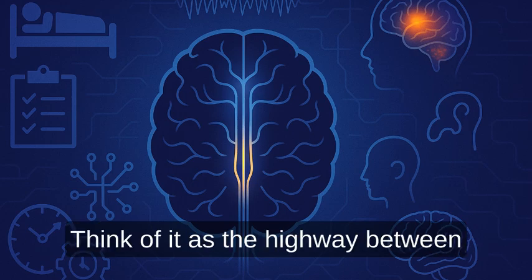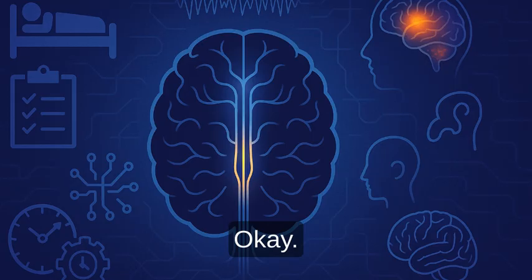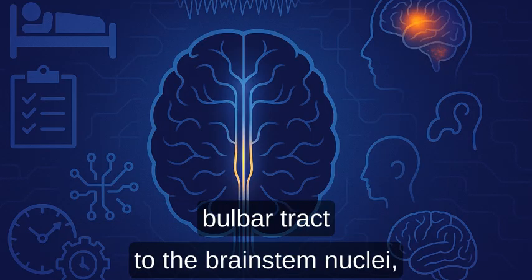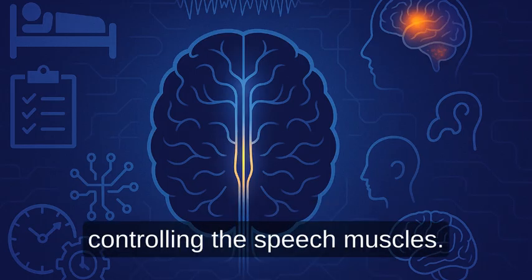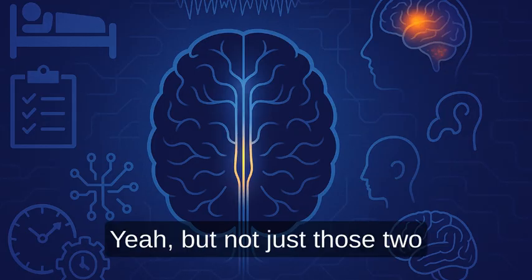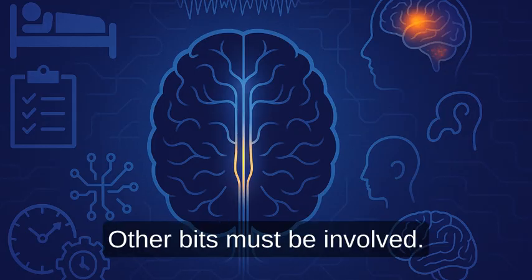Think of it as the highway between comprehension and production. Then, to actually speak, the signal goes from Broca's area down the corticobulbar tract to the brainstem nuclei controlling the speech muscles. So it's a network. Yeah. But not just those two areas in the connection, right? Other bits must be involved.